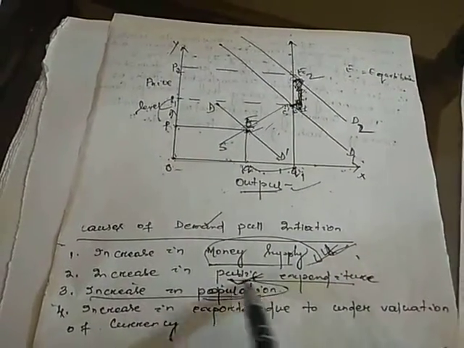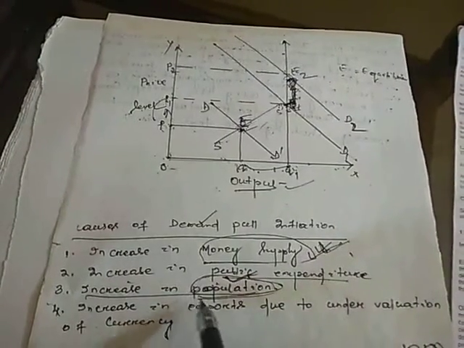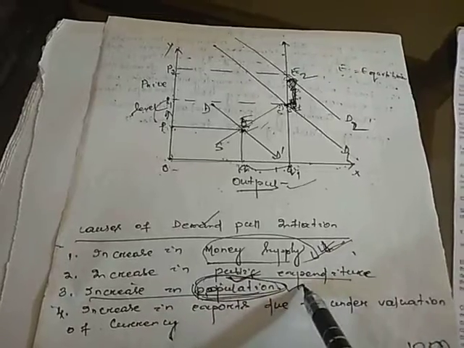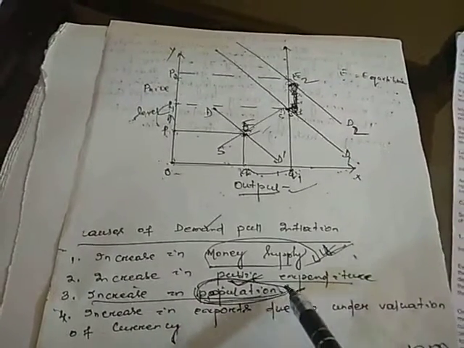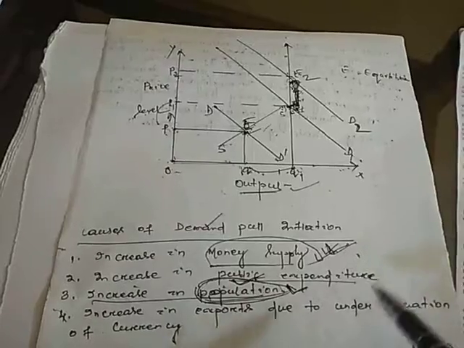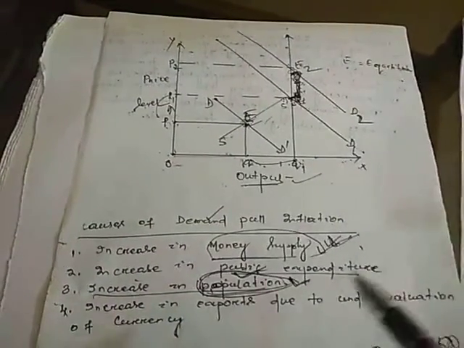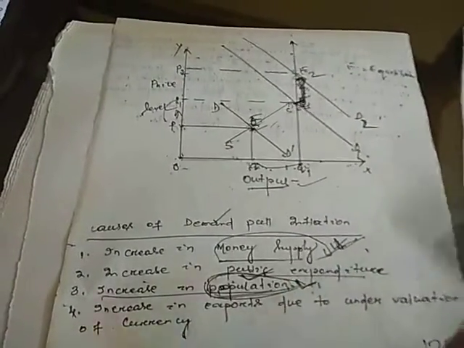Next is the increase in population. As we know, India is the second largest populated country in the world. When the population increases, the people's day-to-day expenditure level and the goods they require also increase. When they require goods, they definitely purchase, and at that time the market demand for different types of goods increases.